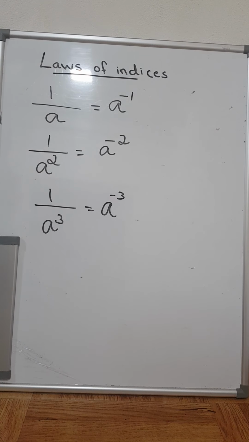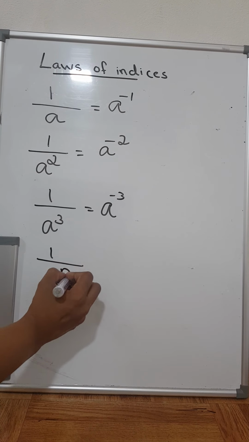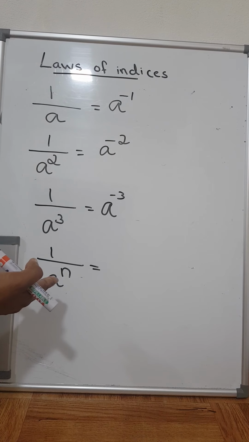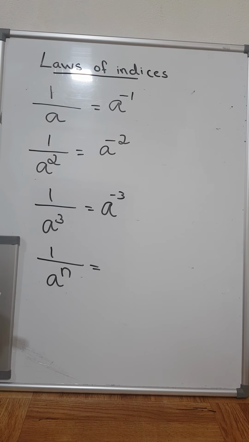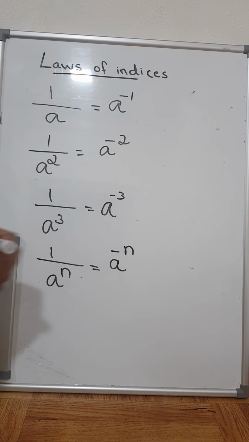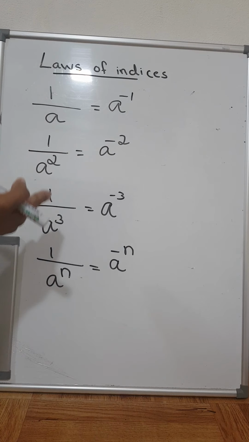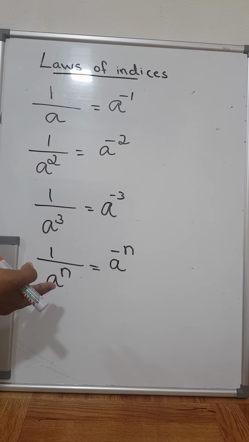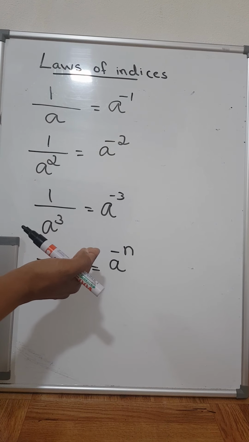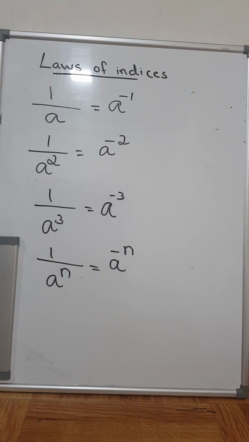Now let's form a general rule. 1 by a to the power n. How can we take it to the numerator? Yes, that is a to the power minus n. So when you take a quantity from numerator to denominator, or from denominator to numerator, the sign of the index changes.